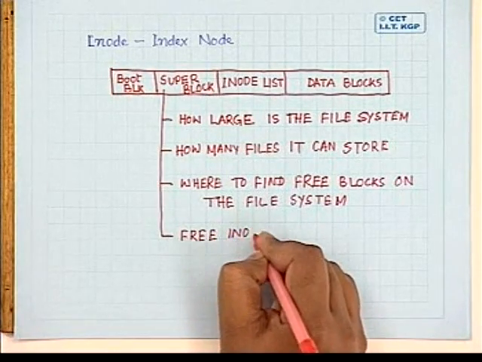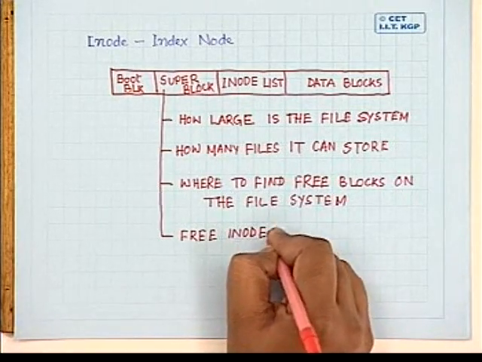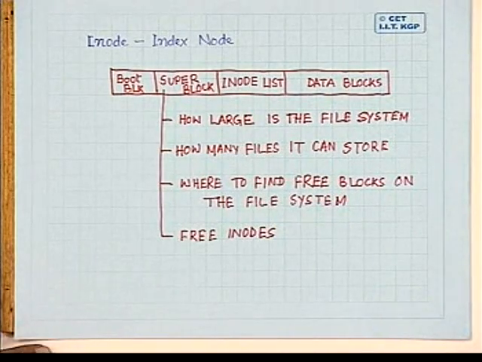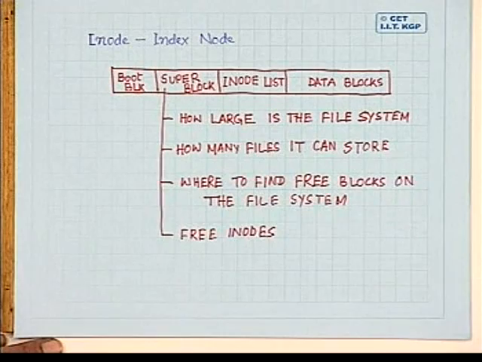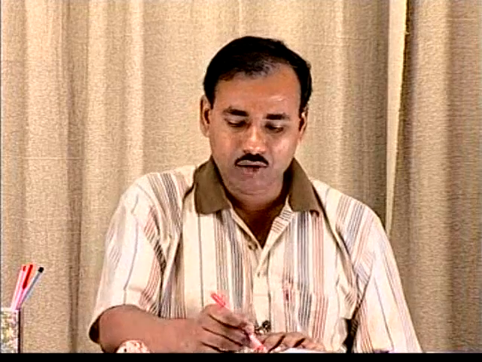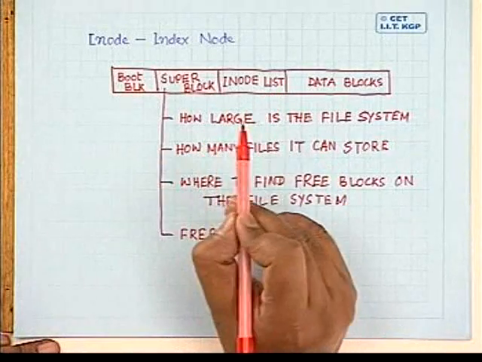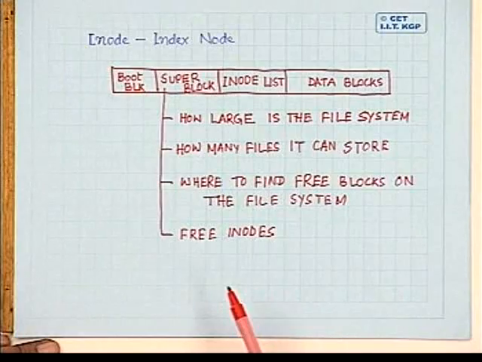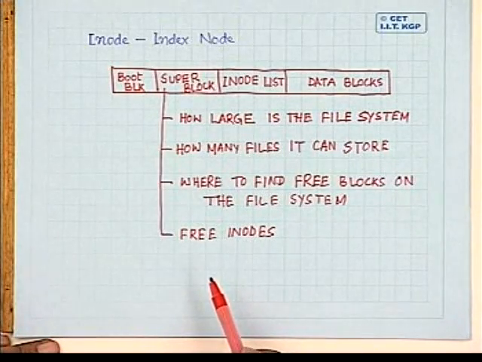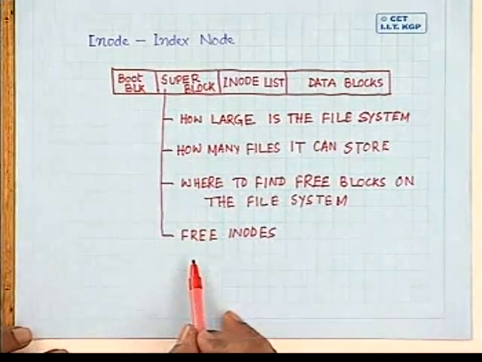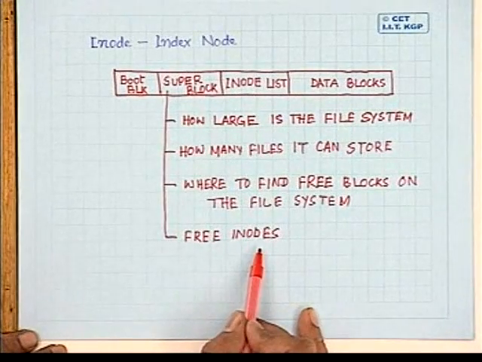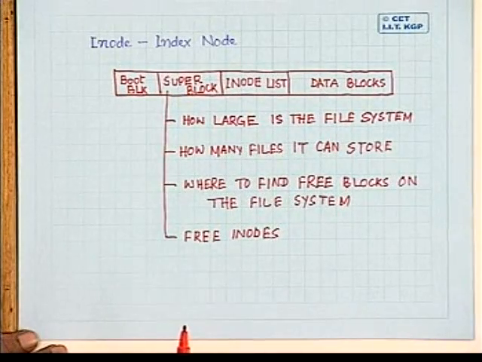Because as I said, for every file or for every directory, we have to have a particular inode. So whenever we want to create a new file or a new directory, then out of the inodes which are free in the inode list, one of the inodes has to be allocated to the file or to the directory. Okay. So the super block also contains information about what are the free inodes on the inode list.